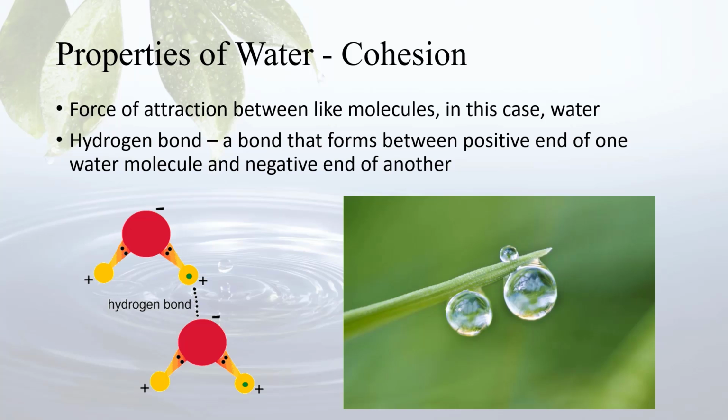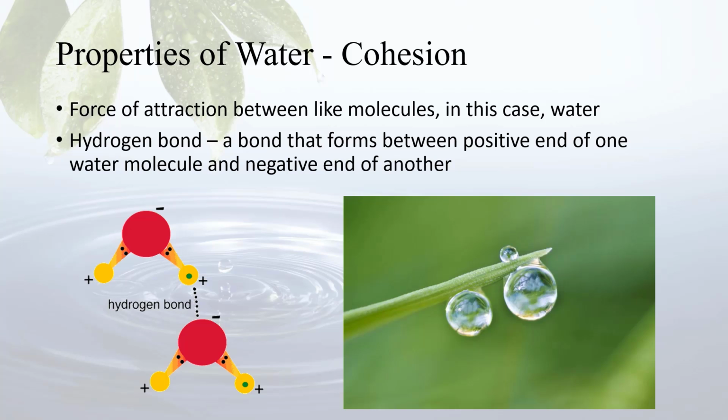Right? You've probably learned about hydrogen bonding in introductory chemistry class. Right? But it's a bond that forms between the positive end of one water molecule and the negative end of another. And you can see it right here. Right here are 2 hydrogens that have our positive end. Here's our oxygen with our negative end. And that hydrogen bond can form between them. And that bond results in this property of cohesion, which is a force of attraction between like molecules. So in this case, water, right? And what this means is that water molecules are attracted to other water molecules, right? Because of those hydrogen bonds.